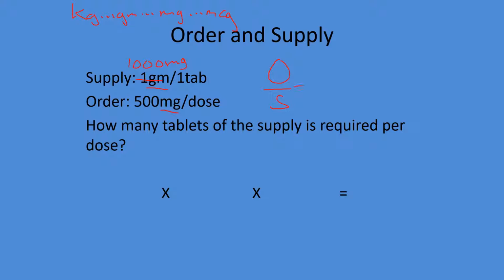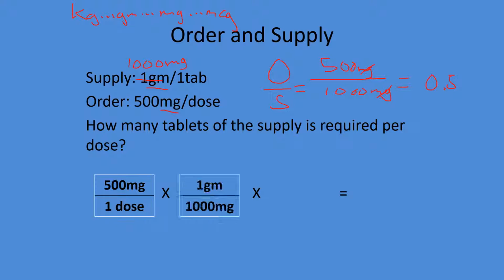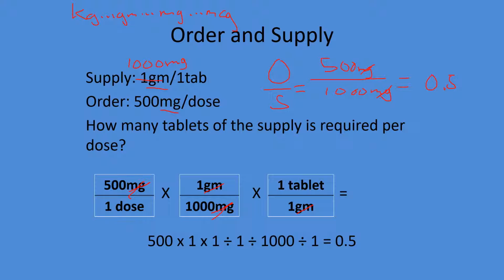What's our order? What's our supply? Order is 500 milligrams. What's the supply? 1,000. 1,000, right? So as long as the units are the same, they cancel out, and our answer is going to be half, right? So our order is 500 per dose. So here is a conversion to get rid of the milligrams, and then you get 1 gram per tab. Right? So yeah, half a tablet per dose. So use the shortcut as long as you put everything in the same units. In this case, milligrams cancel out milligrams.